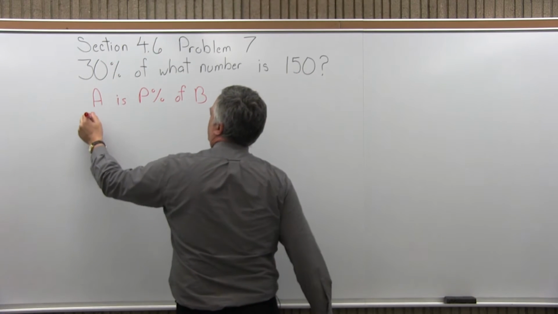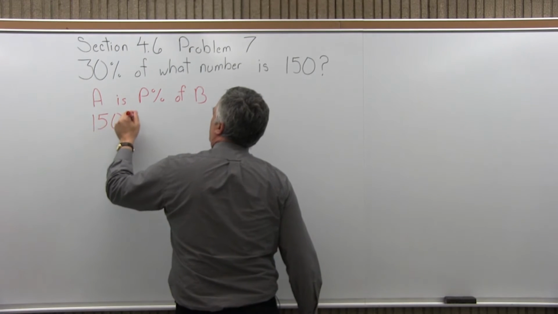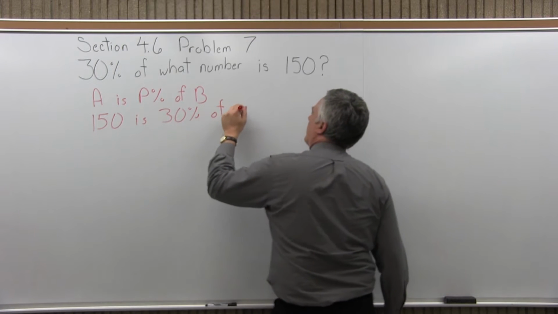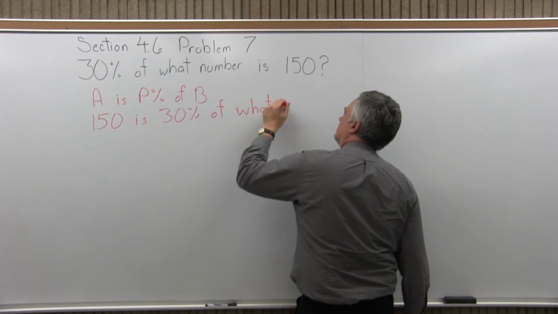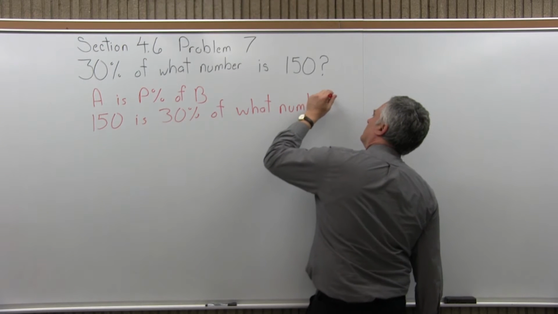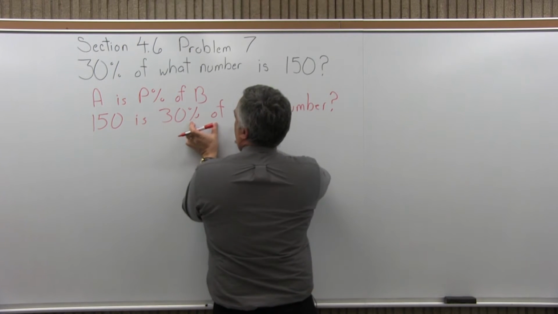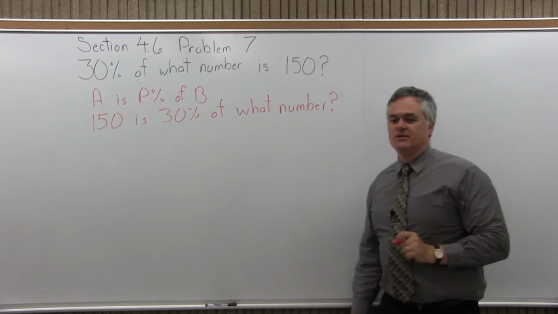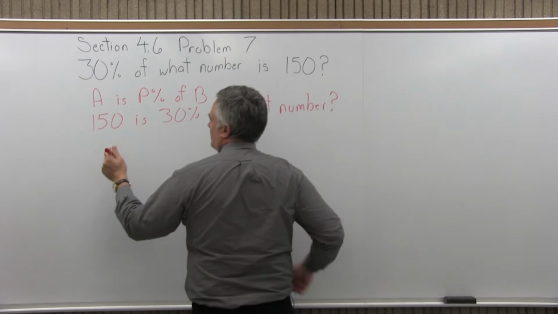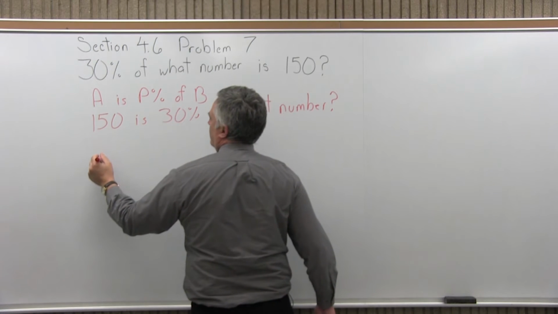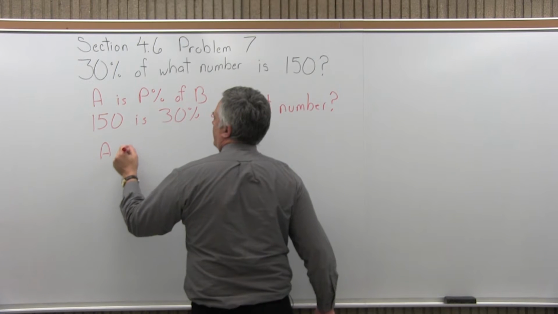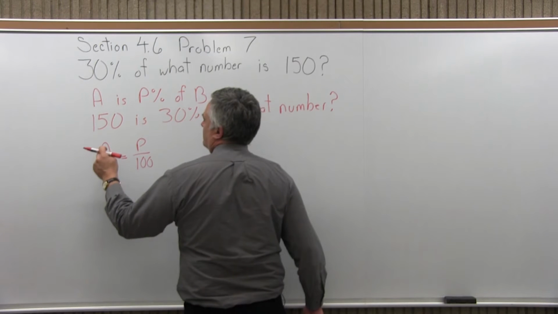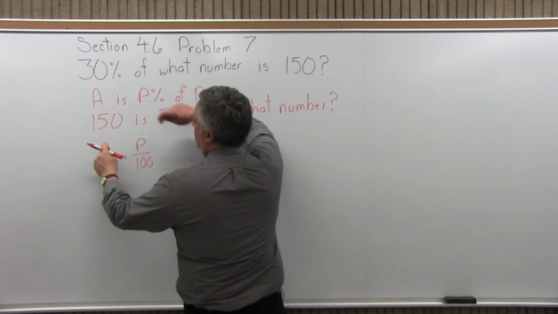So we want to rewrite this as 150 is 30% of what number? So the 30% of what number stays together. The of is what's going to tell you how you rearrange it. Now that you have the sentence arranged in that A is P% of B format, you will fill in A equals P over 100, and then you come back and put a B under the A. So you run it just like going around the circle.